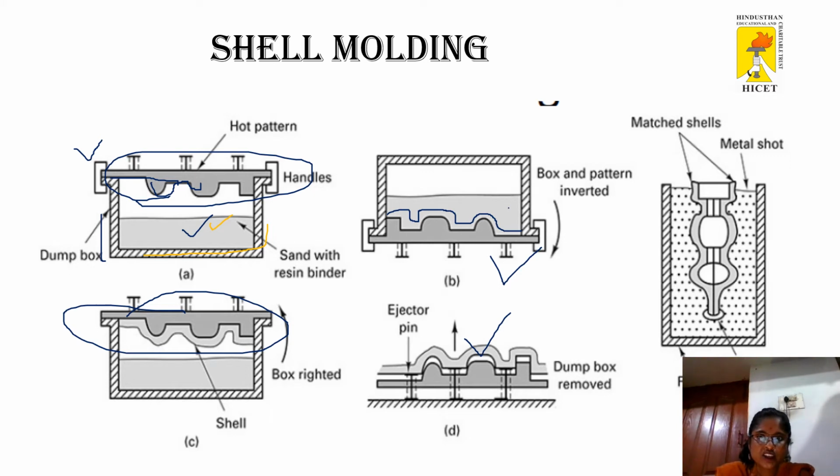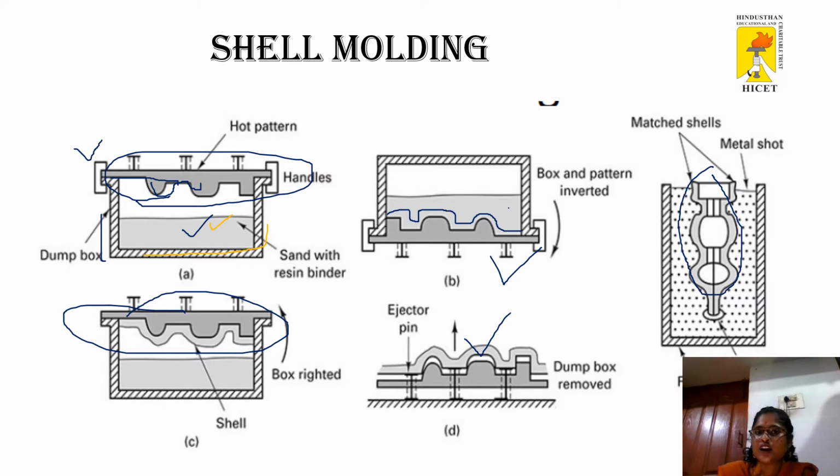Here you can see both the shells, which will be combined together. If any cores are required, they are inserted prior to closing the mold. The shell is then placed into a flask and supported by a backing material. Now the next step is pouring.